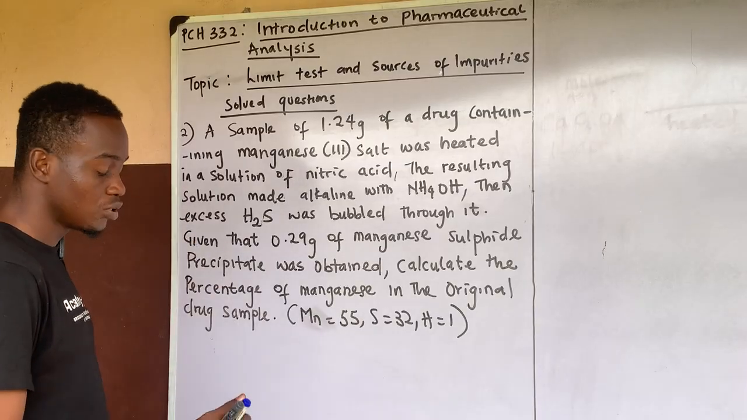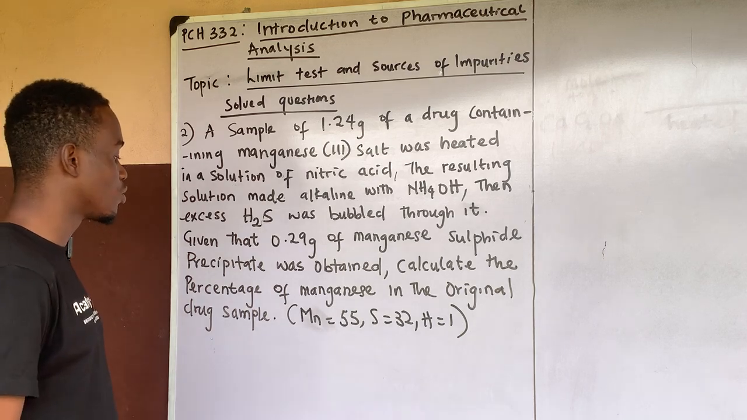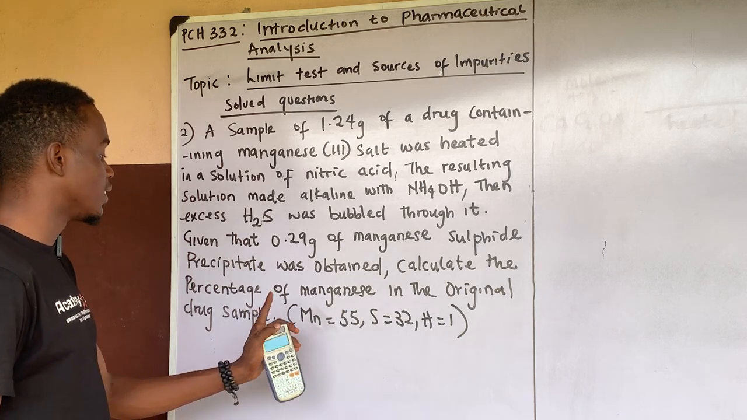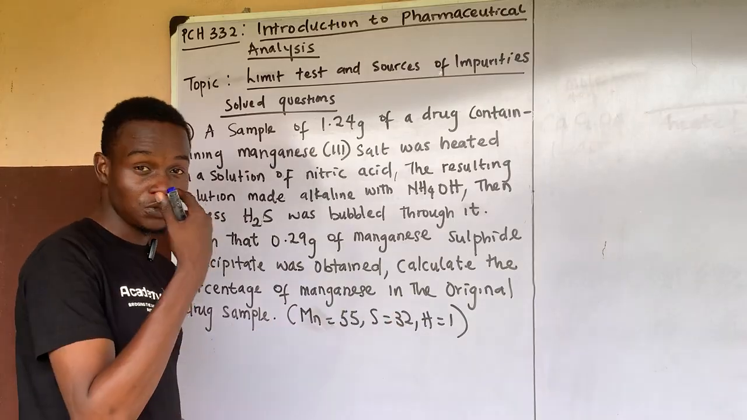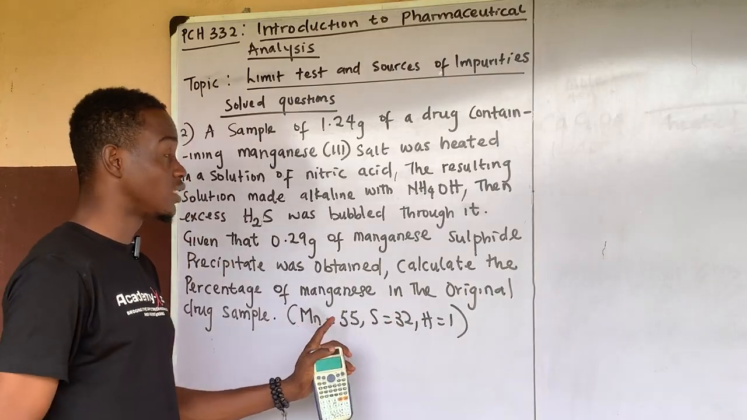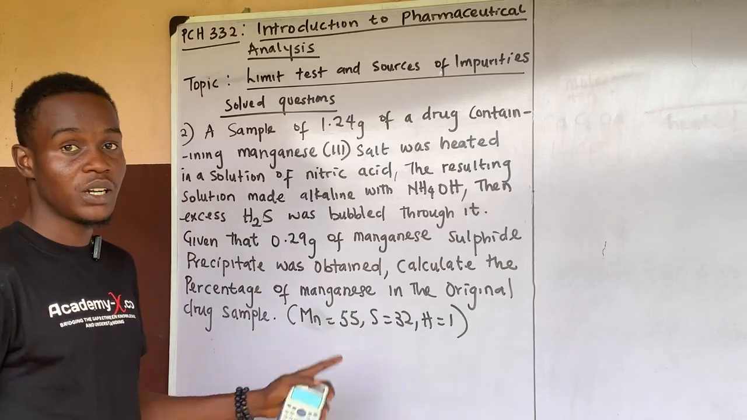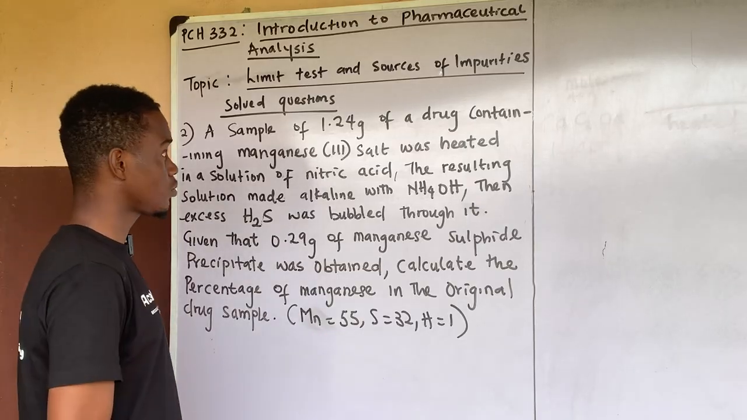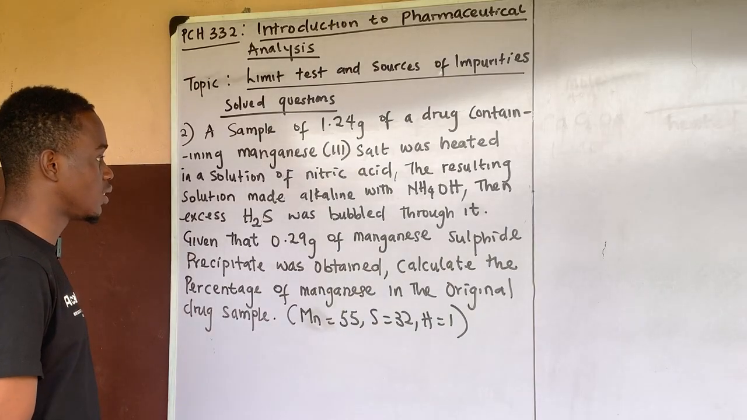the original drug sample, given the mass number of the various elements: manganese 55, sulfur 32, hydrogen 1. But I advise you to know the mass numbers of regular elements because some exams may not give the mass number. Now, first of all, I would like to break this down before we solve it.